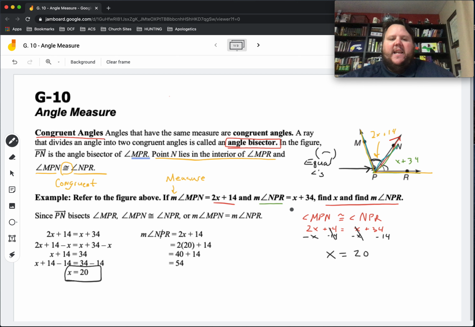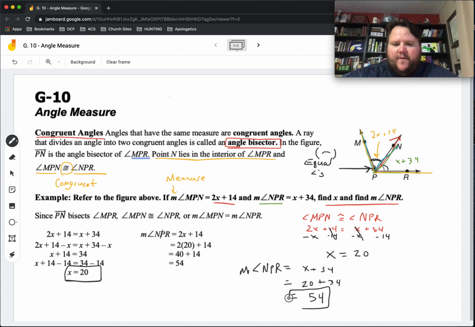Then it says to plug in to find angle NPR. So the measure of angle NPR equals x plus 34. We know x equals 20, so I'm just going to plug it in: 20 plus 34 equals 54. So the measure of angle NPR is 54. And I could have done it the other way. They did 2x plus 14, and they still got 54. So that's how you do it. That's your answer for that.